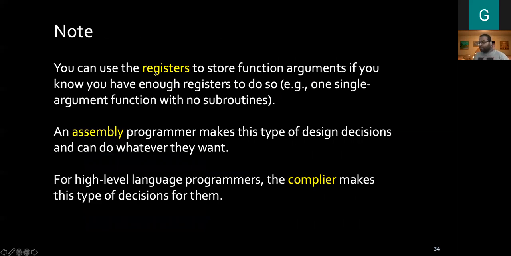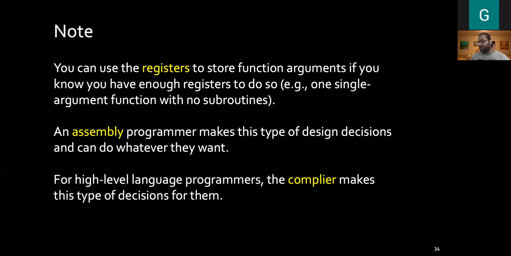As an assembly programmer, you get to make these decisions. So you can say that, okay, my function is small enough where I don't need to use the stack. I can basically save myself from reading and writing from memory, which is slow, and I can just use the registers directly. If you're writing in a higher level language like C, or even Python or anything else above C or including C, the compiler makes these decisions for you.